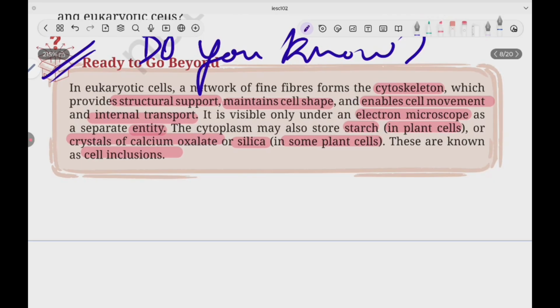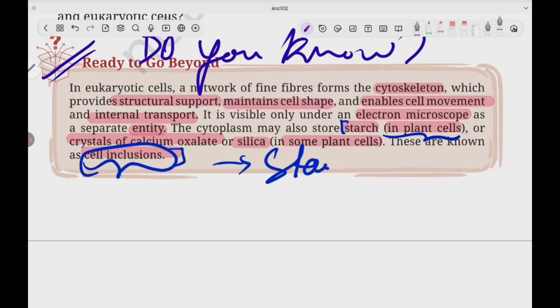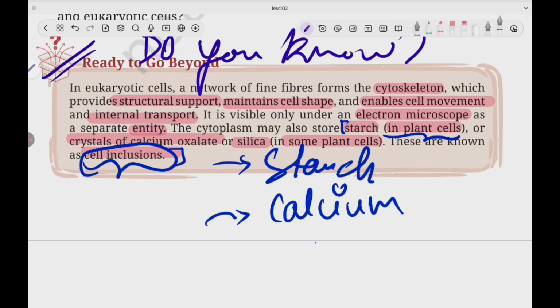You are given the storage of plant cells. About the cell inclusions, they store two things. One is starch, then next is calcium oxalate.